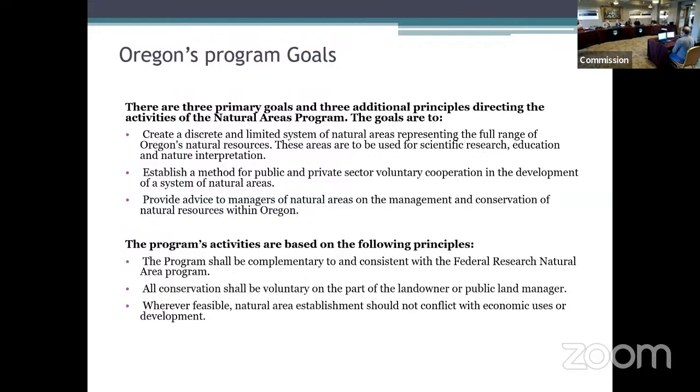And I think early on in the program's history, there was a lot of concern from certain constituents that this was a land grab, a conservation land grab. And so from the very start, the program was meant to be, no, this is voluntary. We just want an example or two or three, but this is not a big land grab. So thank you. Yeah.